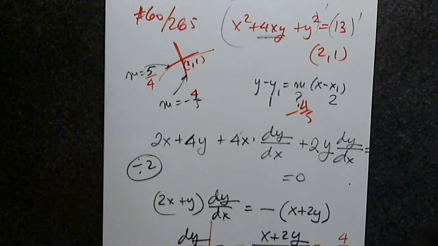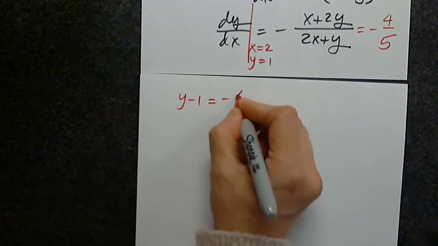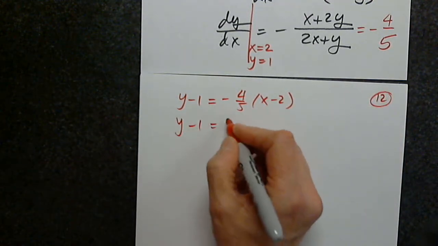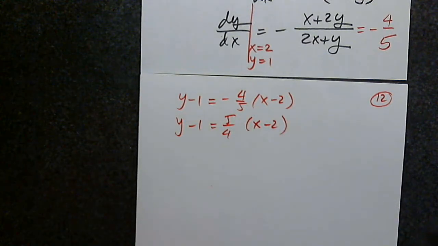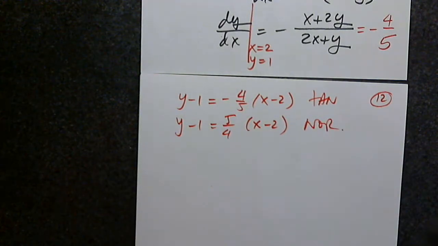Yes, so once I find the slope of the tangent line at that point, I will determine the slope of the normal line. And now I will get two equations. One equation with a slope of negative 4/5, like y minus 1 equals negative 4/5 times x minus 2. And the other one will be y minus 1 equals 5/4 times x minus 2. So this will be the tangent, and this will be the normal. And yes, I should solve for y. I will distribute and move 1 onto the other side. Very good question.